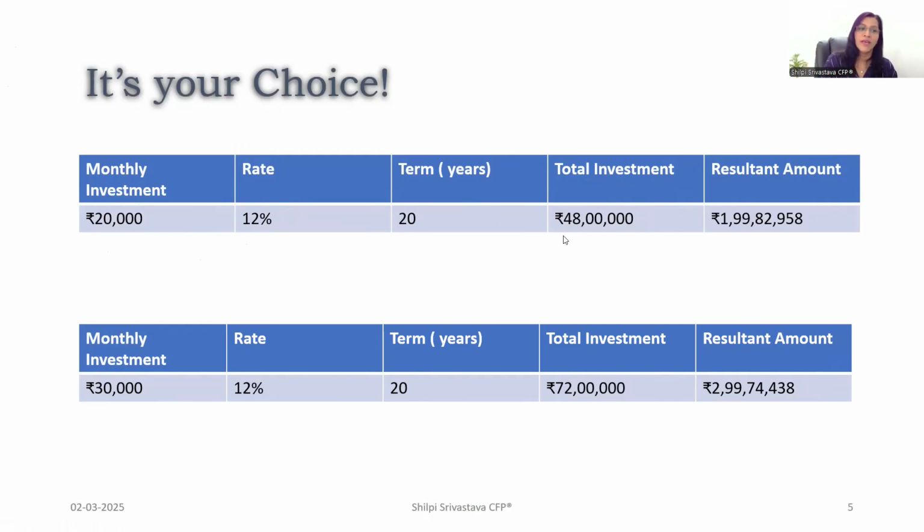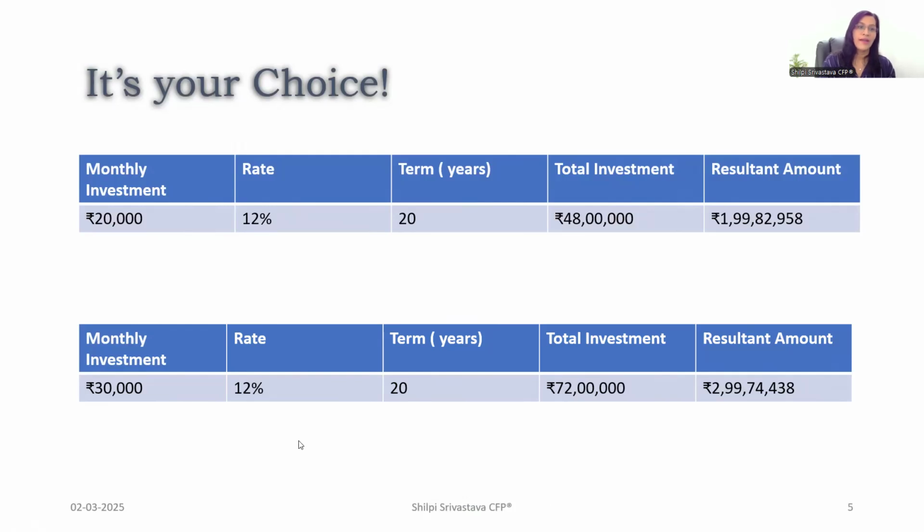Now, if we change this and make it a 30,000 investment, adding the want component to saving, that will be 30,000 rupees. If you invest 30,000 per month at the same 12% for 20 years, you are investing 72 lakh rupees. Total investment is 72 lakhs and the resultant amount is 2 crore 99 lakh 74,438. This is the difference. Nearly 1 crore is the difference between these two. Making a small change can make a huge difference, which can give you ease in reaching your financial freedom.